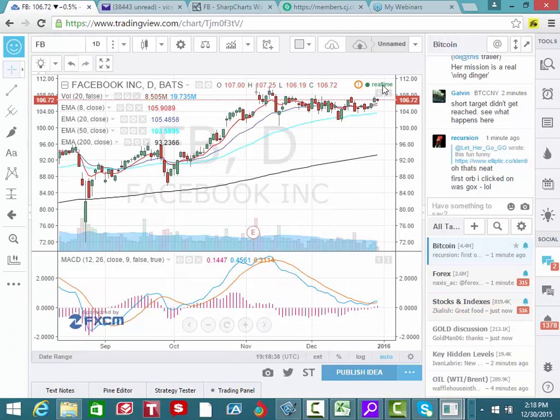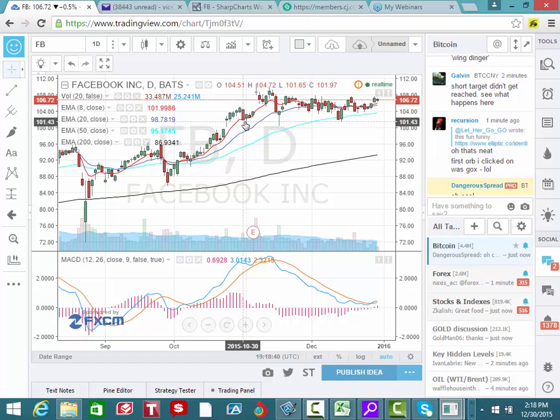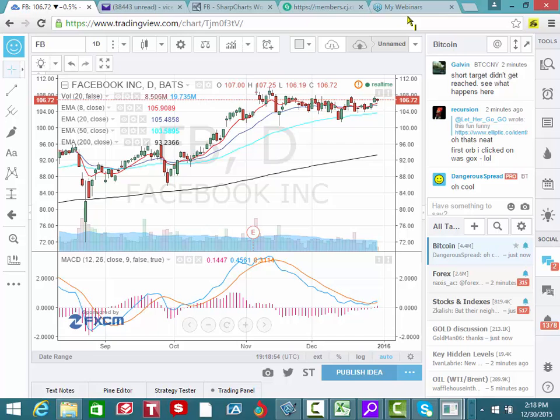I think Facebook's going to make a big move, and usually all this sideways movement, this pennant movement, the distance of the pennant tends to be the distance that it moves when it moves. So this one, probably the top trade of the day that I really like.